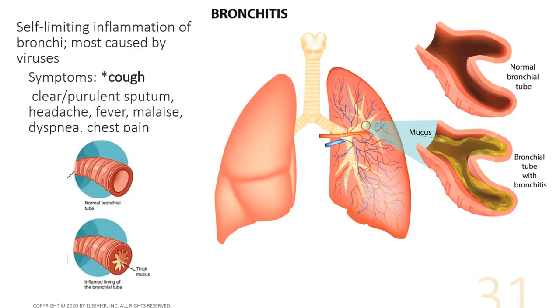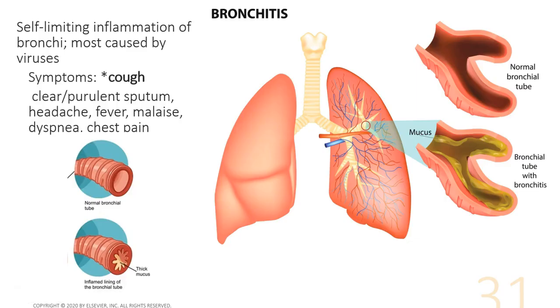It can be very dry, or it could be productive, meaning that they're producing sputum or spit, and it can change in color. It could be a clearish tone, or it could also be purulent sputum, so that yellowy, greenish sputum. Now, other symptoms that patients may experience are a headache, fever, aches, dyspnea, which is shortness of breath, and chest pain. And these symptoms typically reflect our body's response to the infection or that irritation of the airways.